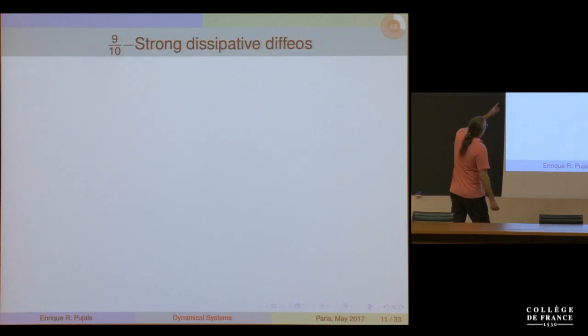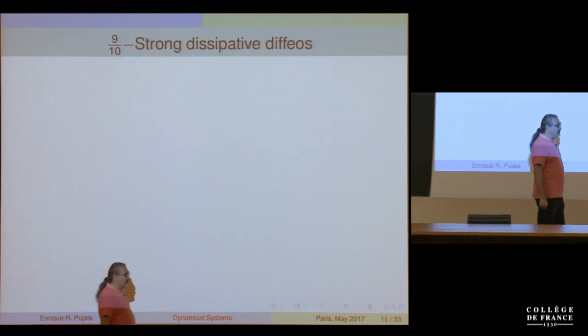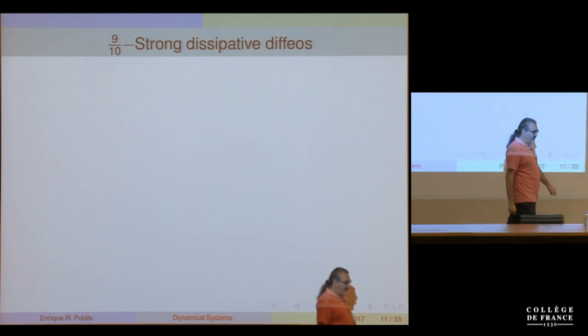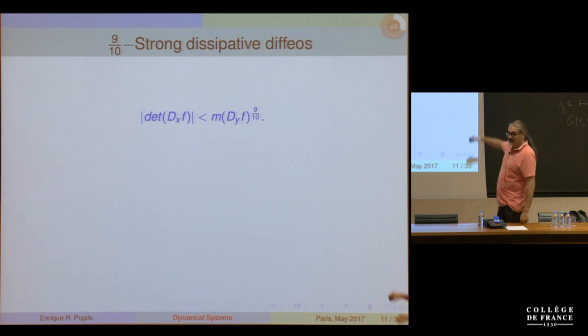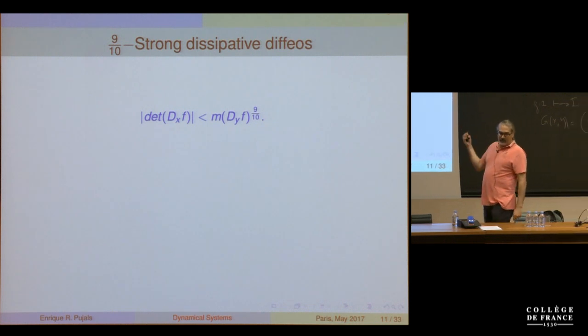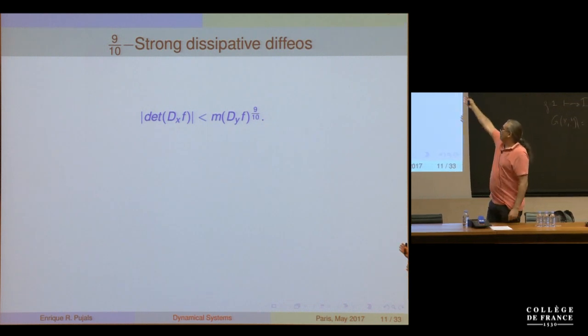OK, but let me say a little bit more. We will put another condition, 9/10. It looks arbitrary, and this is the condition. I will explain what this means. It means that the Jacobian is smaller than the minimal norm to the power 9/10.